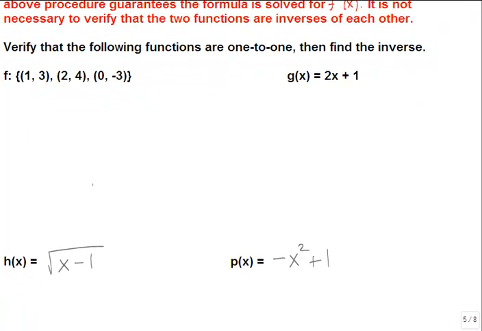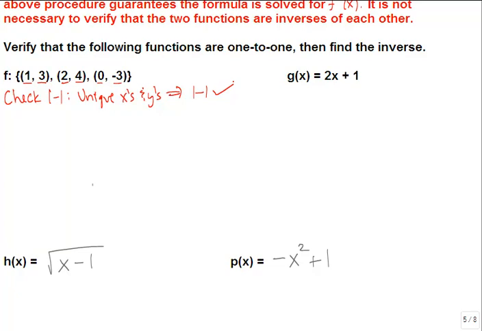So on this first problem, we're not actually given a formula for f of x. We're just given a list of ordered pairs. So the first thing we want to do before we jump into finding the inverse is check whether or not it is one-to-one. And the way you check for that again is to make sure that you have unique x's and unique y's. So if I look at my x's, 1, 2, and 0, they're all unique. And if I look at my y's, 3, 4, and -3, they're all unique. So I have unique x's and y's, therefore it is one-to-one.